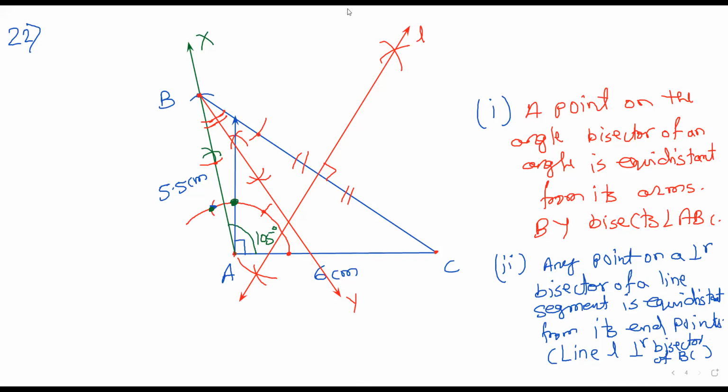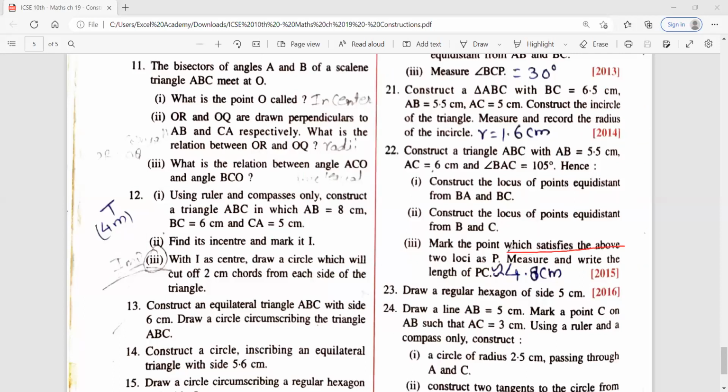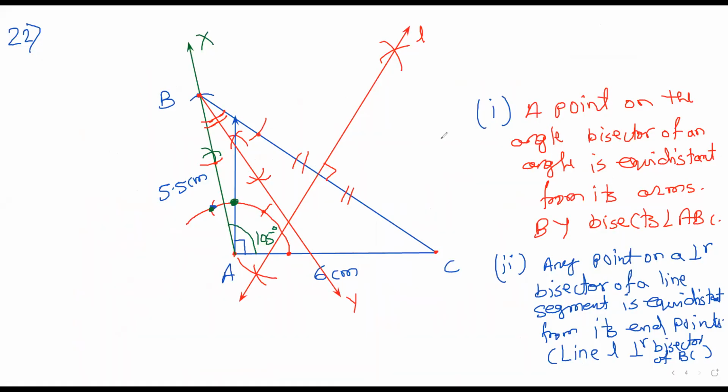Okay. Third point: mark the point which satisfies the above two loci as P. What do you mean by the above two loci? Wherever these two lines intersect, that is point P. And measure and write the length of PC. So let's go to the diagram quickly. Where do they intersect? Tell me quickly. The angle bisector and perpendicular bisector intersect here. This is point P, and measure PC.